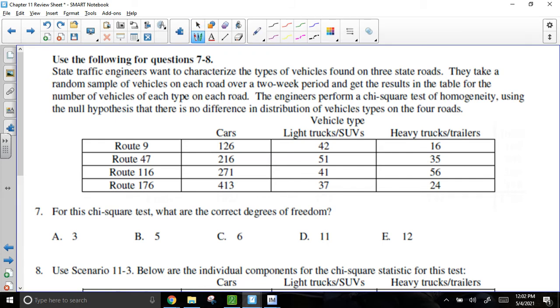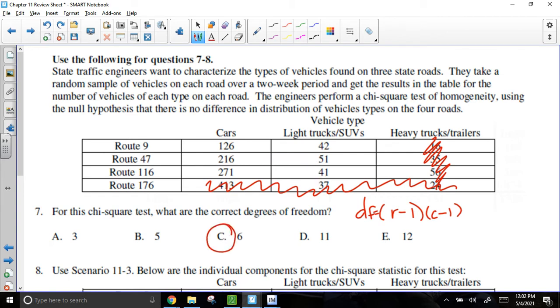Well, again, if you want to use the degrees of freedom formula, you can use rows minus 1 times columns minus 1. That's technically the formula, but since it's rows minus 1, I just chop off the bottom row. Since it's columns minus 1, I chop off the one column and I count how many data pieces I have left. 1, 2, 3, 4, 5, 6, which tells me 6 is my degrees of freedom.